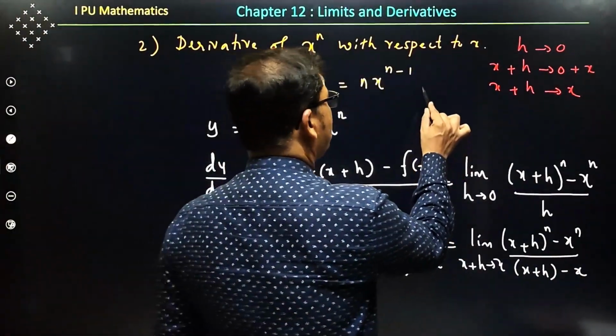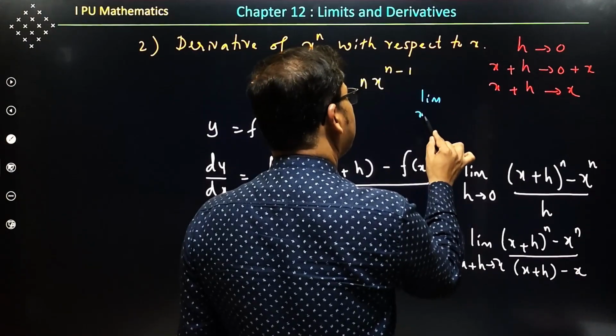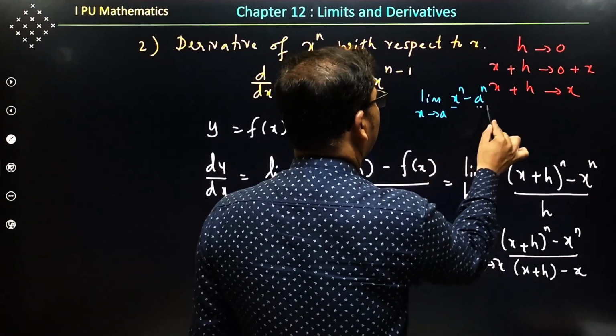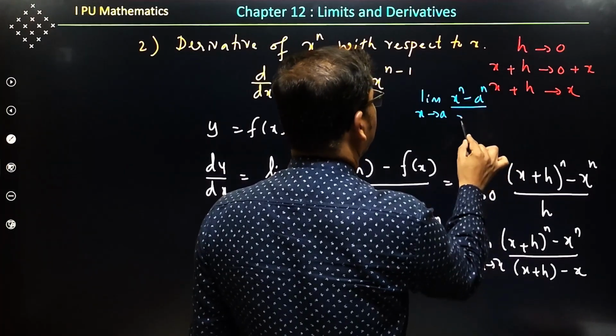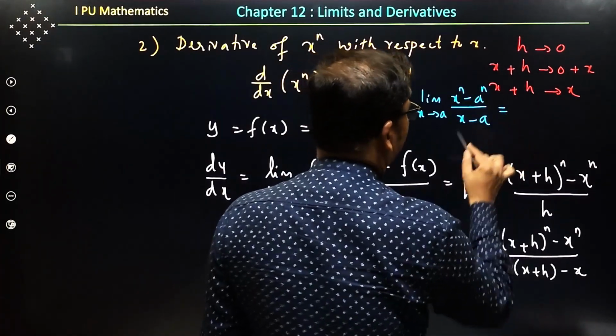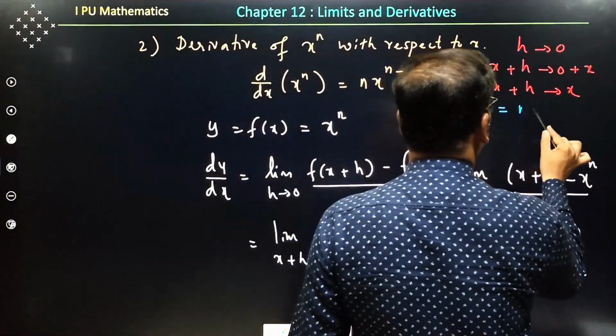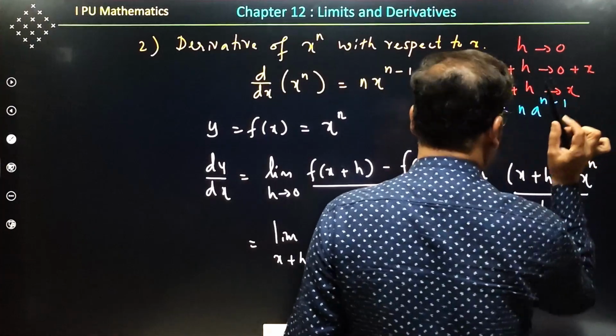Limit x tends to a, x raised to n minus a raised to n divided by x minus a. This is a standard limit and this is already proved. This is equal to n a raised to n minus 1.